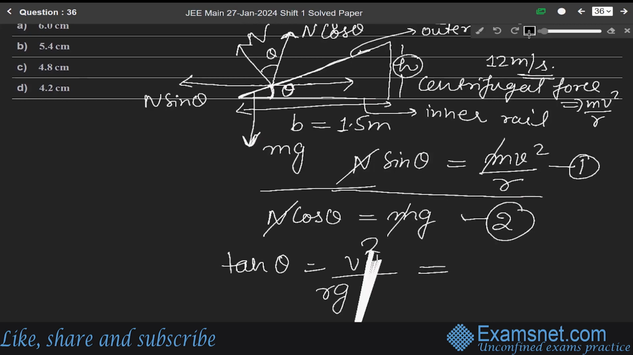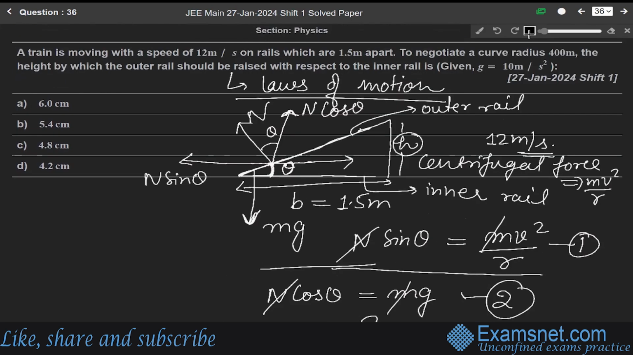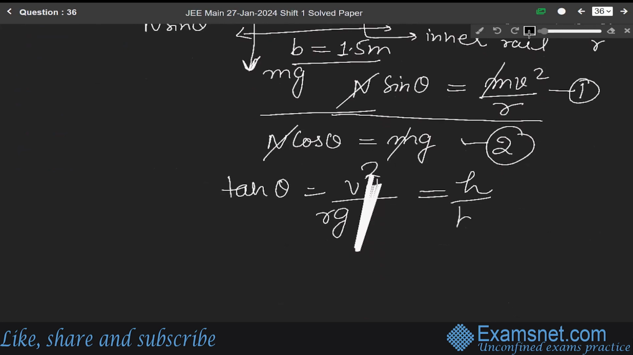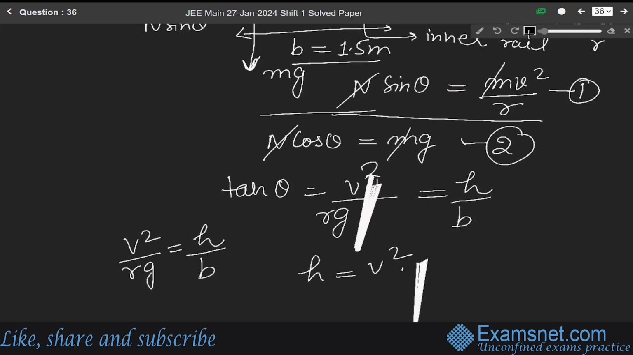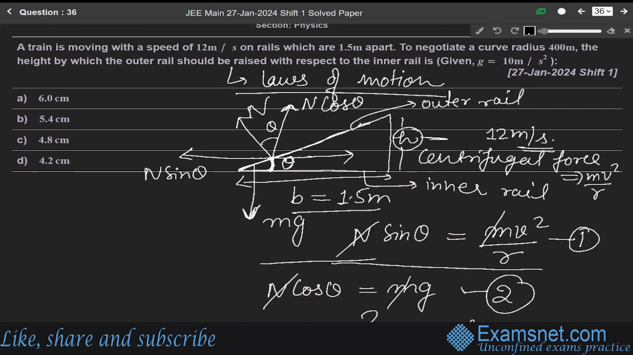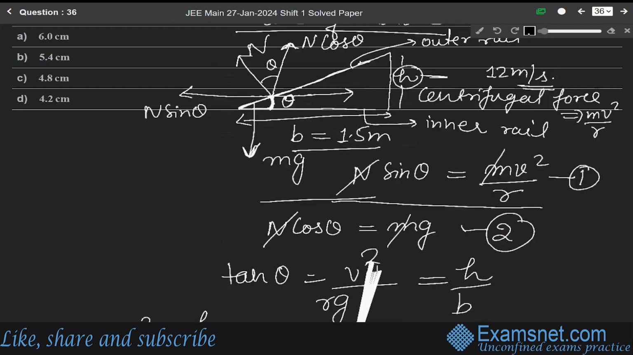Okay, from this diagram, see, this tan theta equals h over b. So v square over rg is equal to h over b. So h will be equal to v square into b over rg. So v is what? Sorry, v square into b.